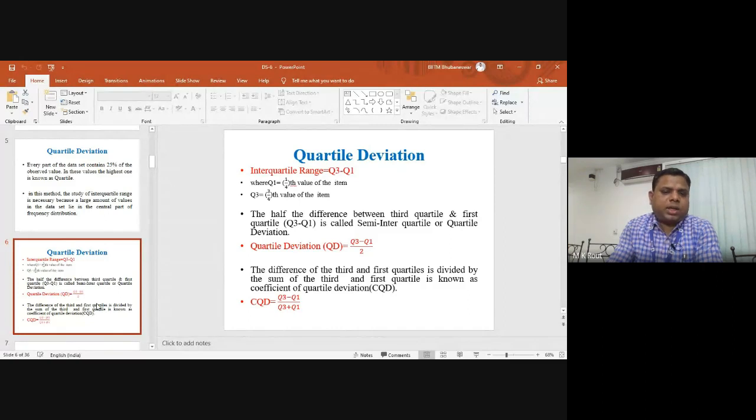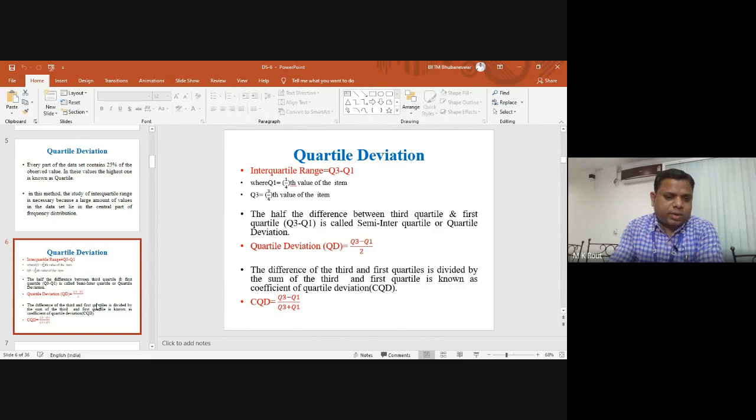Next is the coefficient of quartile deviation. By definition, the difference of the third and first quartiles divided by the sum of the third and first quartiles is known as the coefficient of quartile deviation. The formula is Q3 minus Q1 divided by Q3 plus Q1.